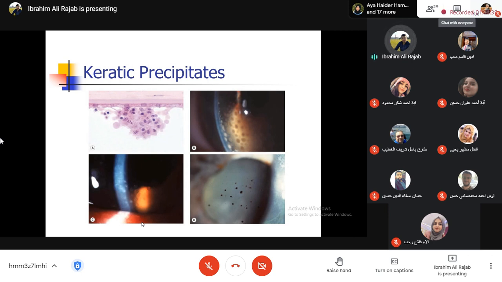Keratic means it is related to the cornea. Precipitate means precipitation of the white blood cells. This is the histology in picture A. In picture B, these cells cause large keratic precipitate on the endothelium. This is a slit lamp examination, and you see this slit in the cornea. You observe the area of the epithelium is clear, and the stroma is clear. The inner layer of the slit is the endothelium, where there is keratic precipitate.